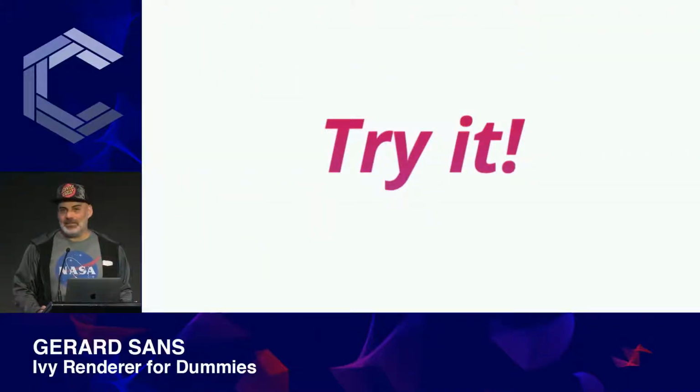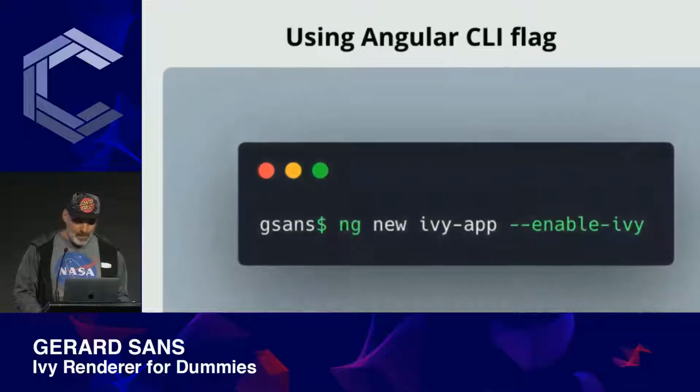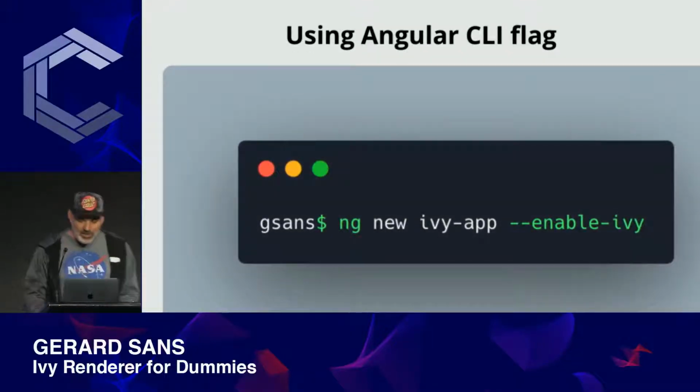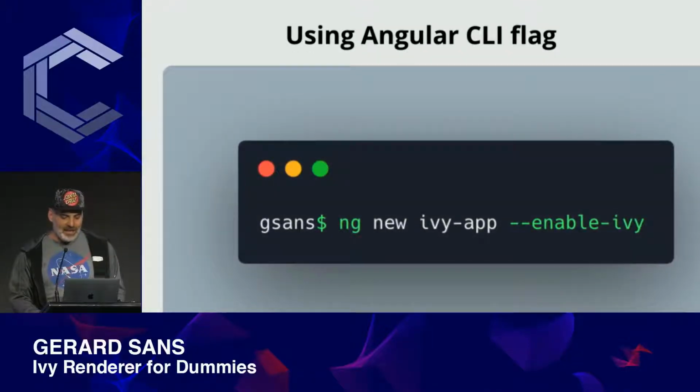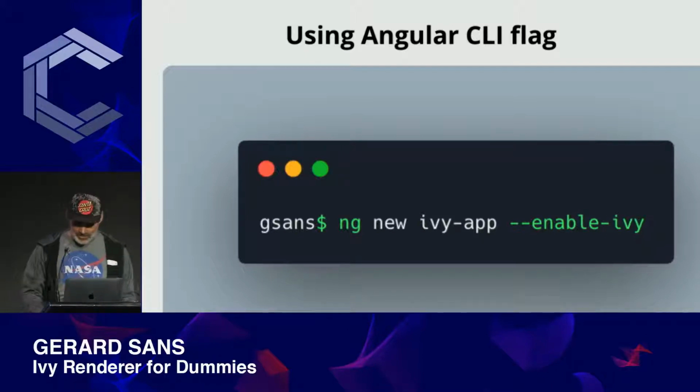So try it. We are now in this pre-release phase. So the Angular core team is expecting to get feedback from you. So build your application, see what the benefits are. If you find any issues, report them. It's very easy. You just need to go into the Angular CLI and add this flag, enable Ivy. I mean, it's self-explanatory. If you don't know what's going on, you can come and ask me later.